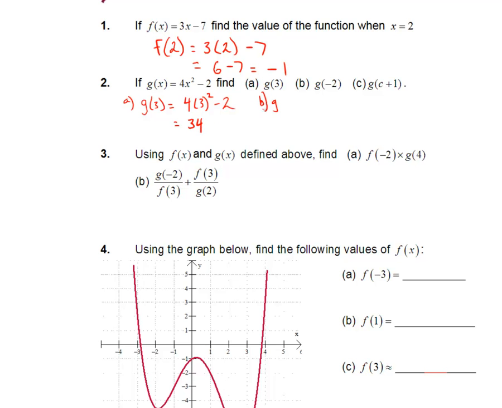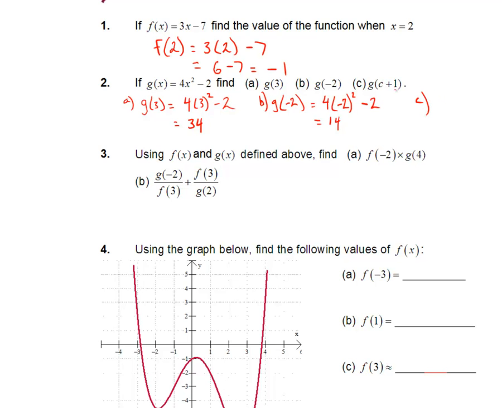So this is b, g of negative 2, well, that's going to equal 4 times negative 2 squared. Make sure that when you're substituting, whatever you put in for x goes in brackets, so that we don't make a mistake with the power here and forget to square the negative as well. Minus 2. So negative 2 squared is 4, 4 times 4 is 16, 16 minus 2 is 14. You can just stick this on your calculator and get the answer. We're looking at the substitution right now.